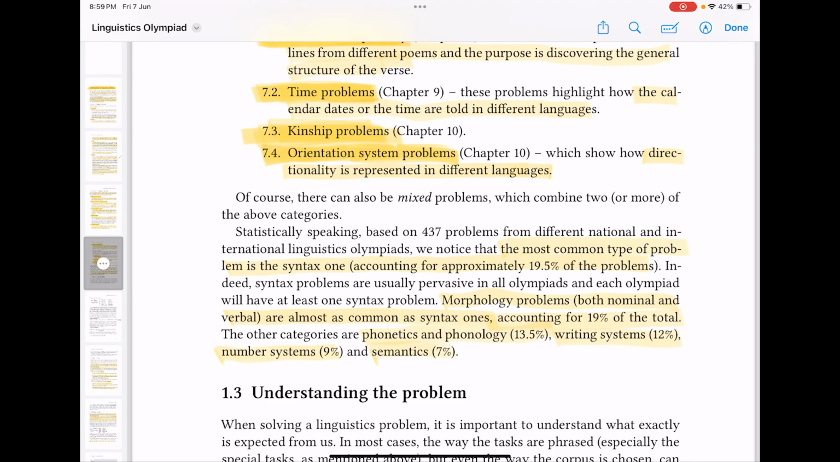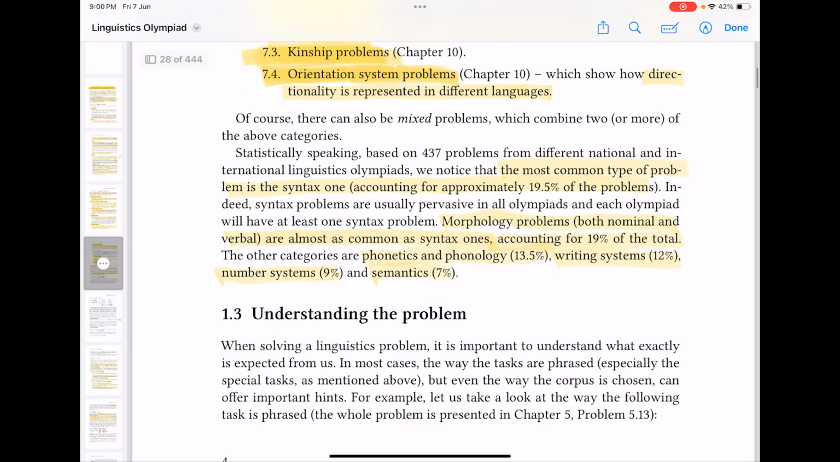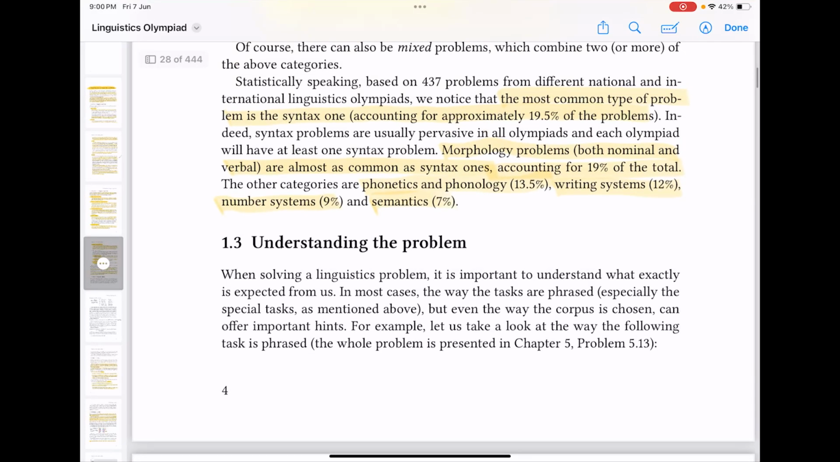Now, on the stats, the most common, as I said, is syntax. It would be there in every linguistics Olympiad. It is, as I said, the poster boy for linguistics. Then there's morphology, also 19%, phonetics and phonology 13.5%, orthography 12%, number systems 9%, and semantics 7%. I do doubt these numbers a little bit because semantics are very common in higher level Olympiads. But I'll go with the stats in this book.